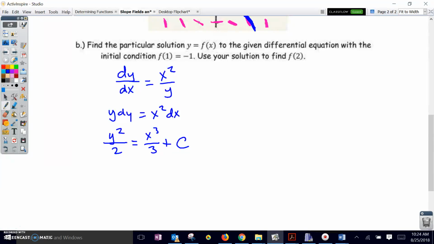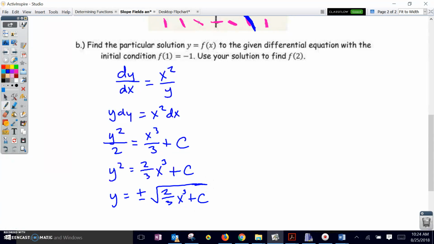We can solve this for y. Multiply both sides by 2, and then take the square root of both sides. Now, based on the initial condition, I can take this function and write it. Since y is -1 when x is 1, that means that we want the negative branch of this, because the y value is negative for our initial condition.